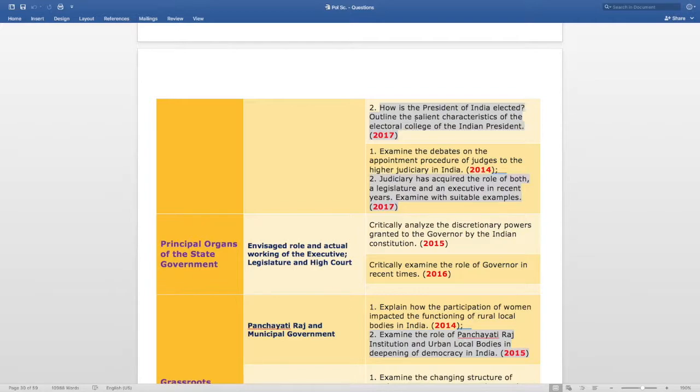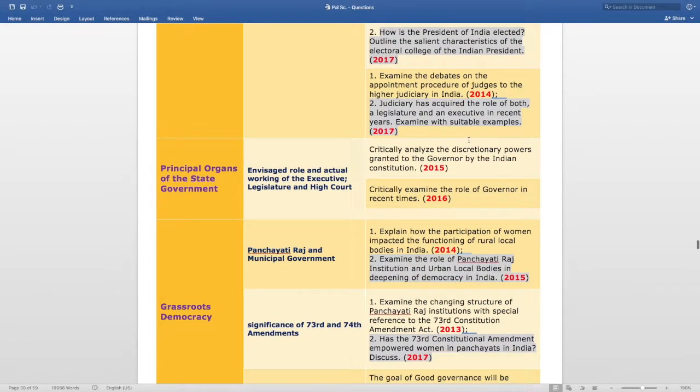How is the President of India elected? Outline the salient characteristics of the Electoral College of the Indian President. This question is asked in 2017. Examine the debates on the appointment procedure of judges to the higher judiciary in India. This is asked in 2014.